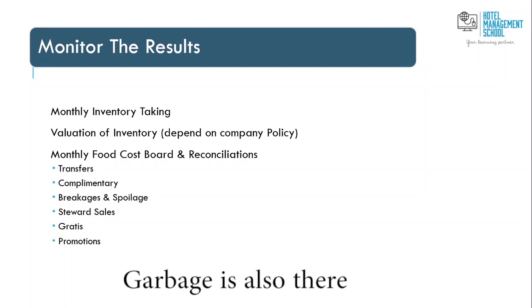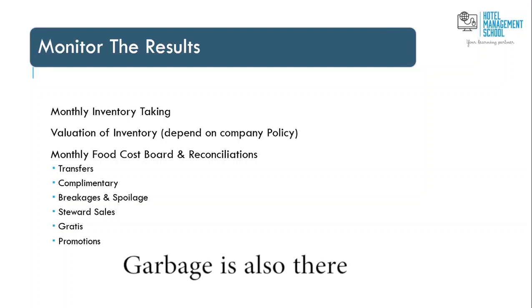I forgot to add one thing here, which is the garbage test. The cost controller is supposed to do the garbage test. They are going around, especially after the buffet, going around in the garbage and checking. Is there any usable meat left in the garbage? Sometimes, if the chef wants to cheat, and the steward, because the steward and the chef work together, right? So they can prepare the food, pack it properly, and leave it in the garbage.